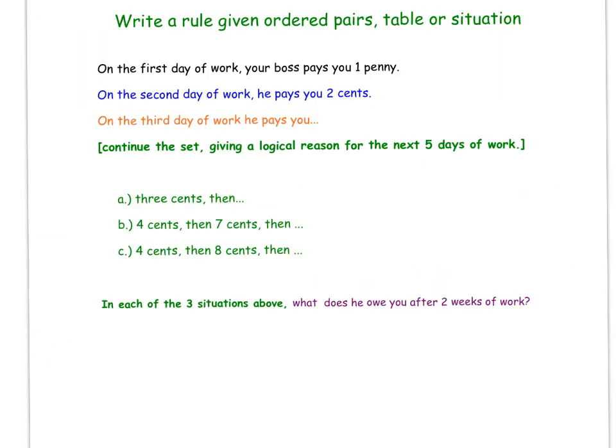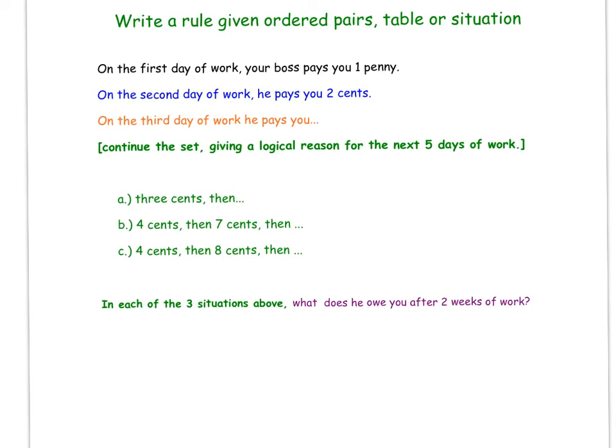And last but not least, we need to write a rule given the ordered pairs, table, or situation. So, this story problem says that on the first day of work you get 1 penny. On the second day of work you get paid 2 pennies, or 2 cents. On the third day of work he pays you 3 pennies, and so on. Now continue the sentence, giving the logical reason for the next 5 days of work.